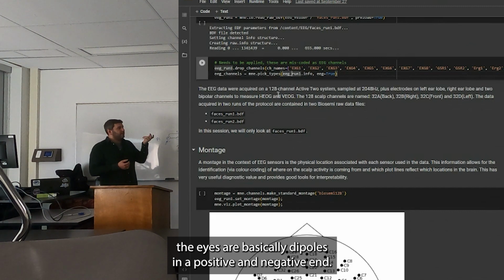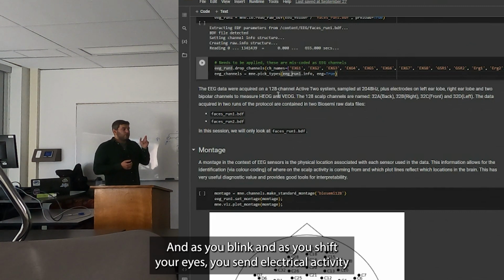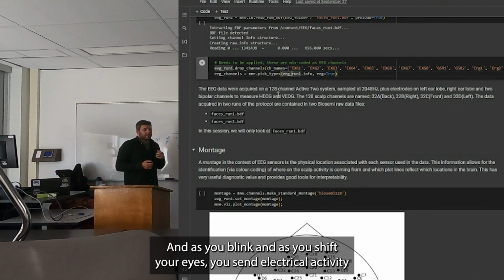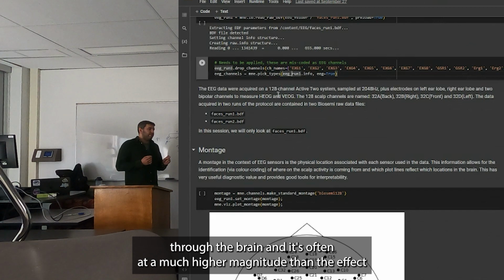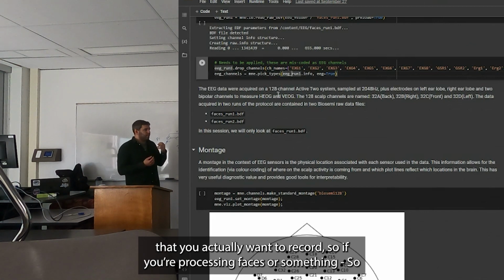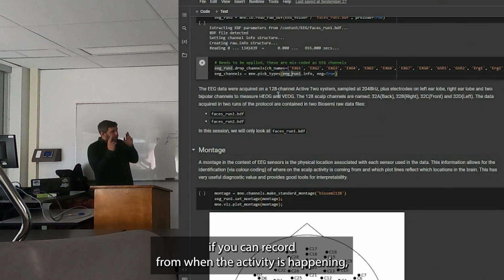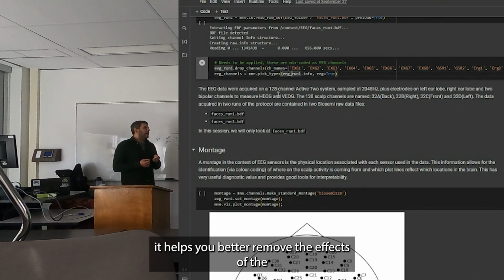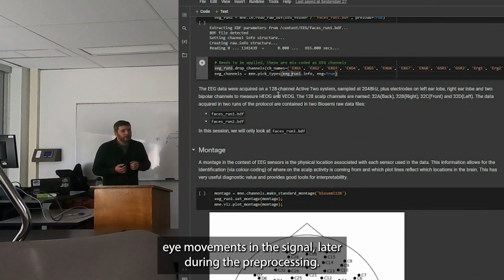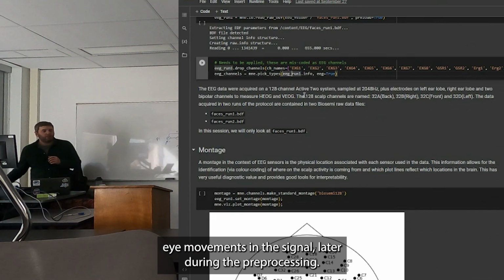They're a positive and a negative end, and as you blink and as you shift your eyes, these send electrical activity to the brain, and it's often a much higher magnitude than the effect that you actually want to record. So if you're processing faces or something, if you could record when that activity is happening, it helps you better remove the effects of the eye movement in the signal later during pre-processing.